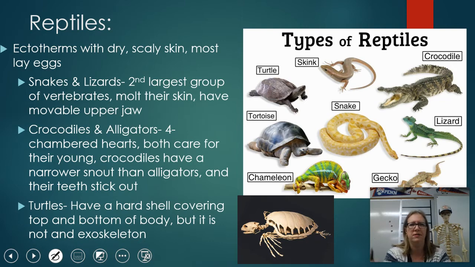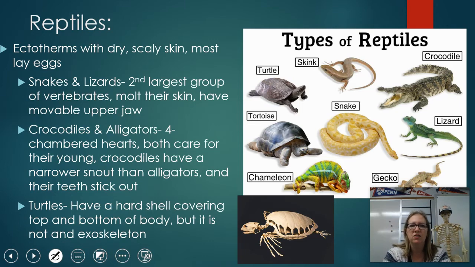They're notorious. Their characteristics that they're known for is that they molt their skin, and they have movable upper jaws. So we have only a movable lower jaw. But with the snakes and lizards, both parts are movable, and that's what allows snakes to eat things that are way bigger than them because they can open their mouths so wide.